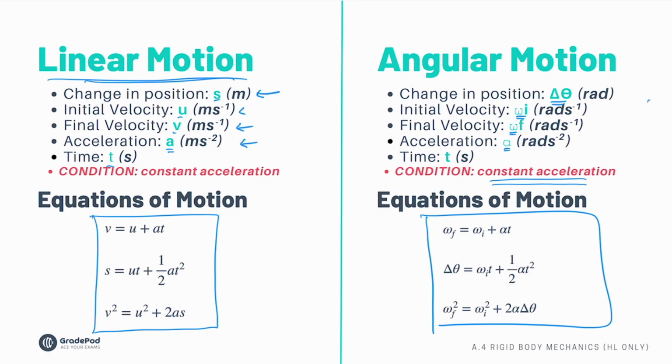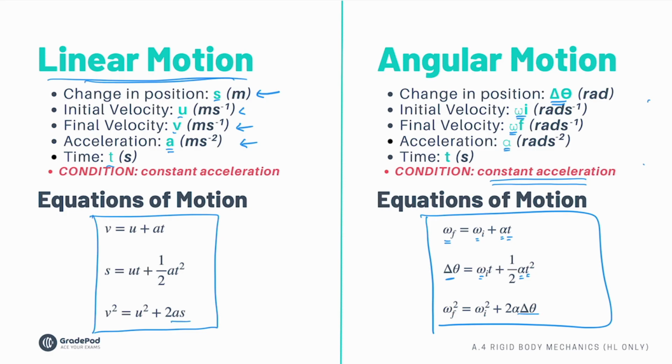And let's have a look at these equations. For linear, we've got V equals U plus AT. For angular, we've got omega F equals omega I plus alpha T. It's exactly the same. We're just putting in the angular motion terms. The next one, S equals UT plus a half AT squared. Okay, we've got change in position equals omega I T plus a half alpha T squared. It's exactly the same. We're just putting in the angular motion terms. And finally, V squared equals U squared plus 2AS gives us omega final squared equals omega initial squared plus 2 alpha change in position. It's exactly the same.